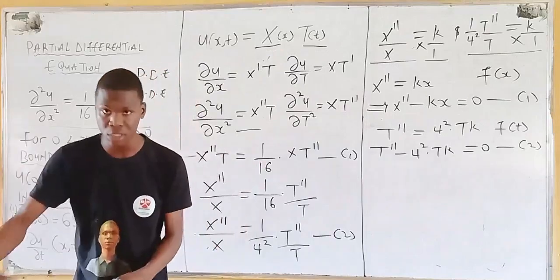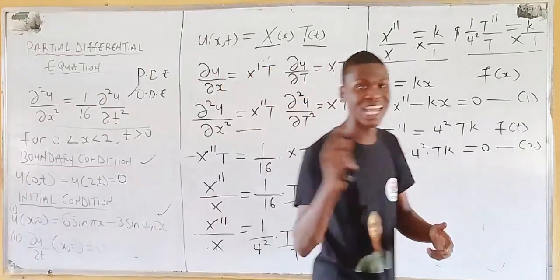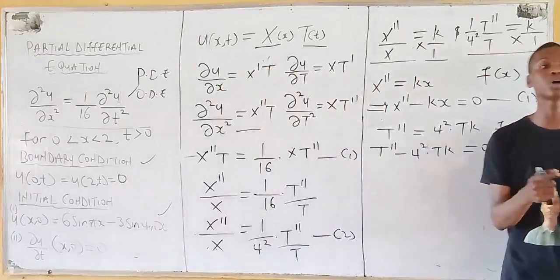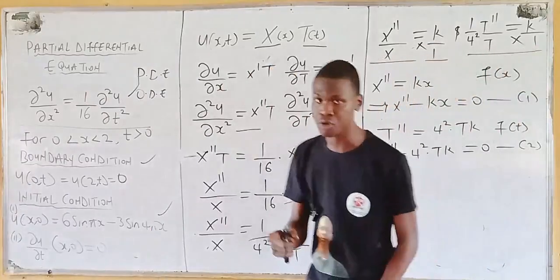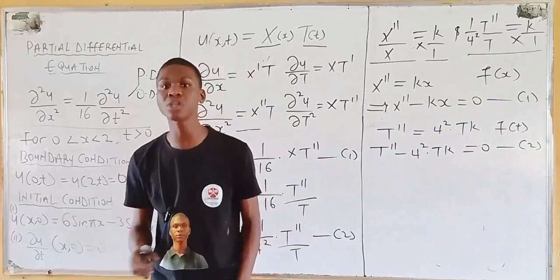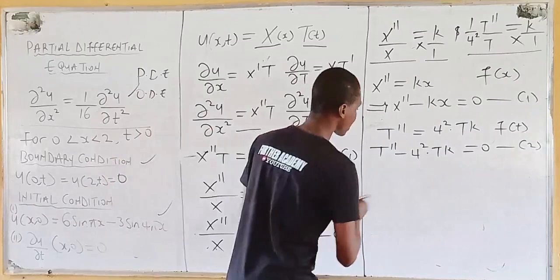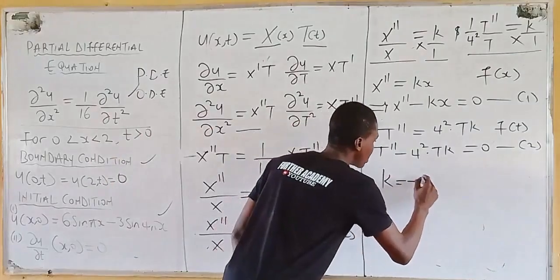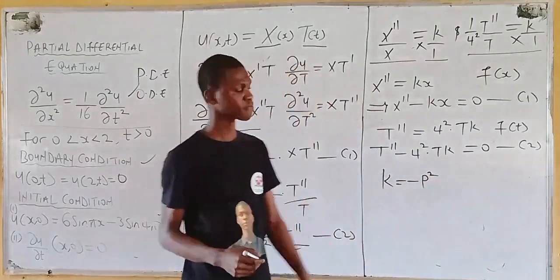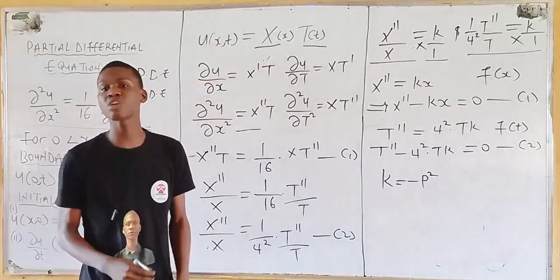Now, for these two equations to satisfy a wave equation whereby you have your oscillation occurring, you are going to assume k less than 0. So when we say k less than 0, we are saying k is equal to negative p squared. Assume any value of p.